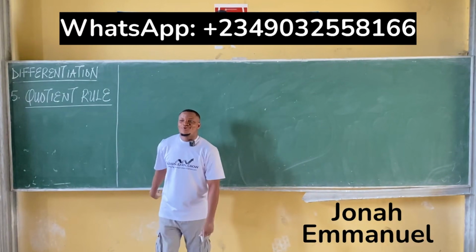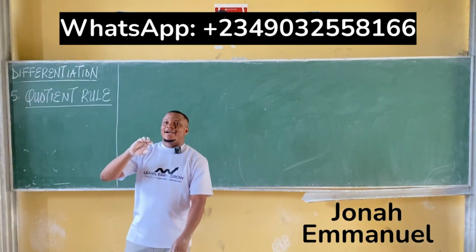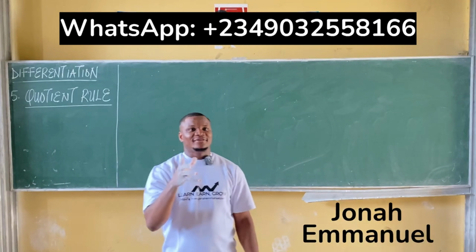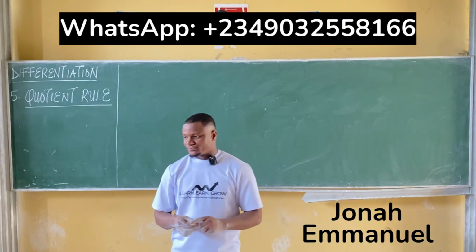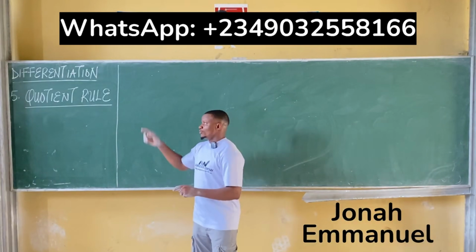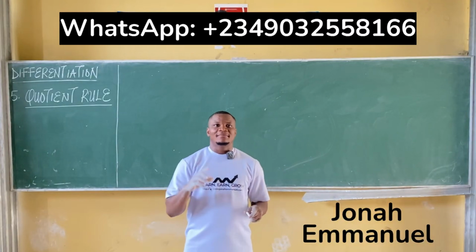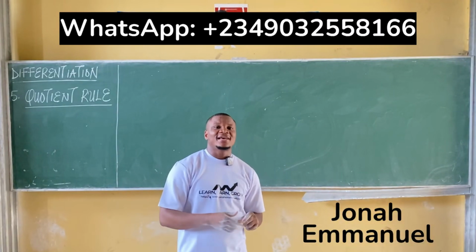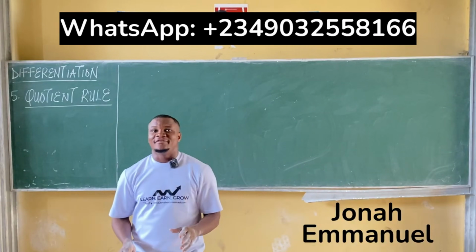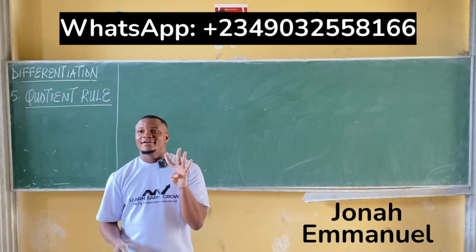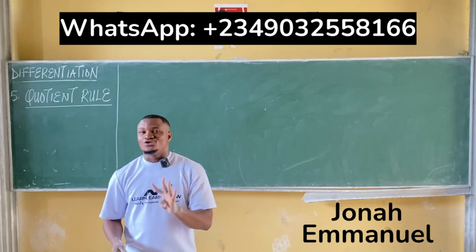Let's do quotient rule. If you look at basic mathematical processes, every math you do in this life revolves around four things. Every math you do in this life.